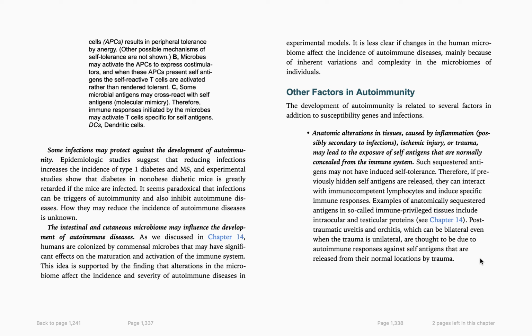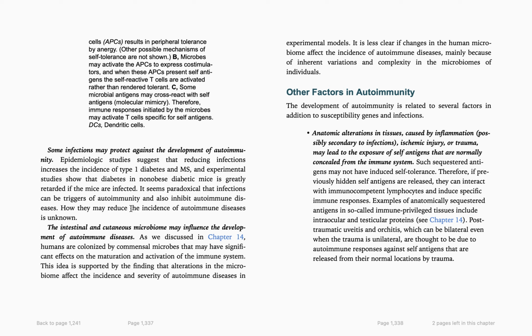Some infections may protect against the development of autoimmunity. Epidemiological studies suggest that reducing infections increases the incidence of type 1 diabetes and MS, and experimental studies show that diabetes in non-obese diabetic mice is greatly retarded if the mice are infected. It seems paradoxical that infection can be a trigger of autoimmunity and also inhibit autoimmune disease. How they may reduce the incidence of autoimmune disease is not known.